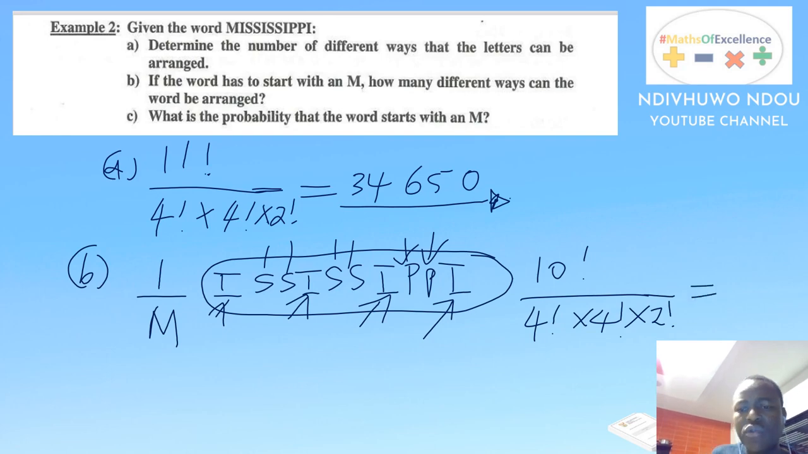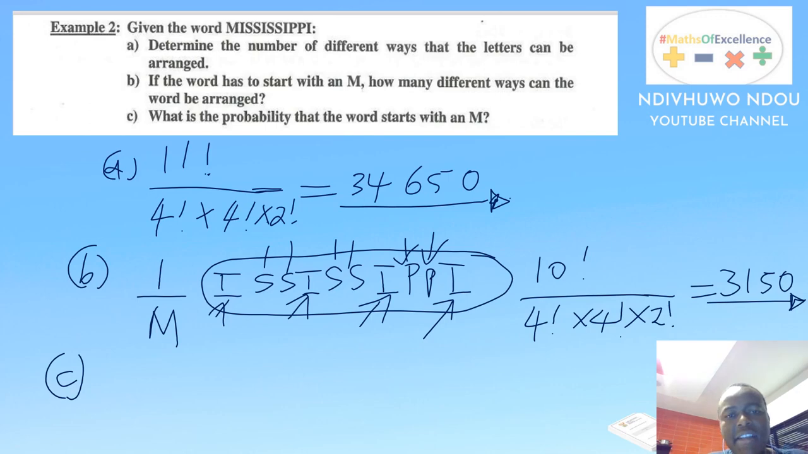So that's how you do it. It's actually the same logic, the same way. So it's 10 factorial divided by 4 factorial times 4 factorial times 2 factorial. So it will be 3,150 ways in which that thing can be done. C.